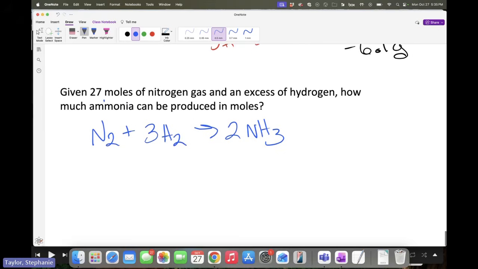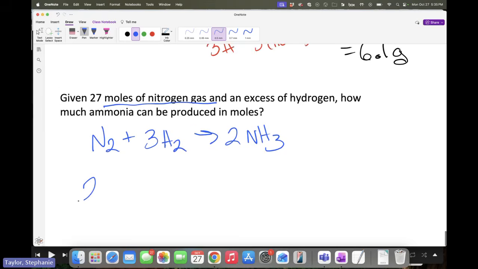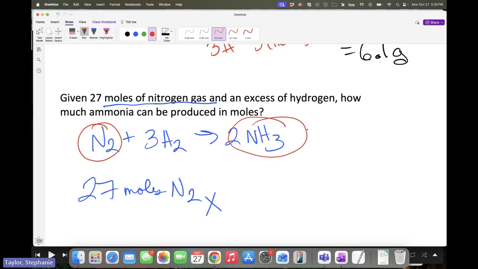So if we start with moles of nitrogen gas, so I have 27 moles of N2, I still have to go and use my balanced chemical reaction. So this thing I still need to use. So the fact that I still have 1 mole to 2 moles, I'm still going to use that part. So 1 mole of nitrogen for every 2 moles of ammonia. But the thing is, that's in moles. So that's all I have to do.